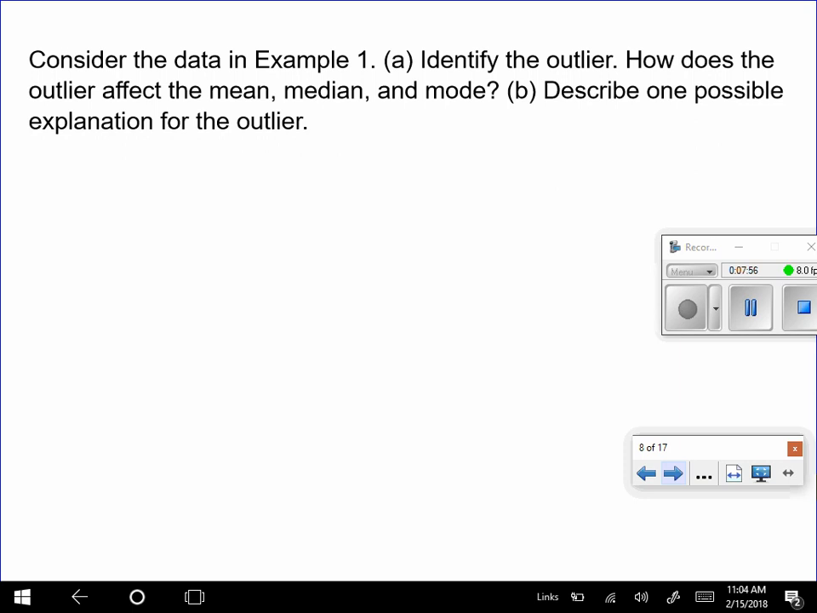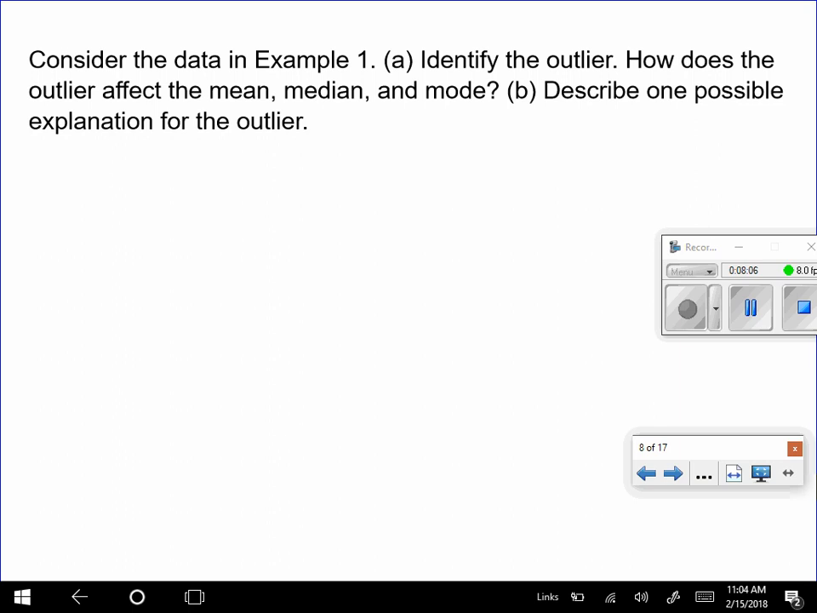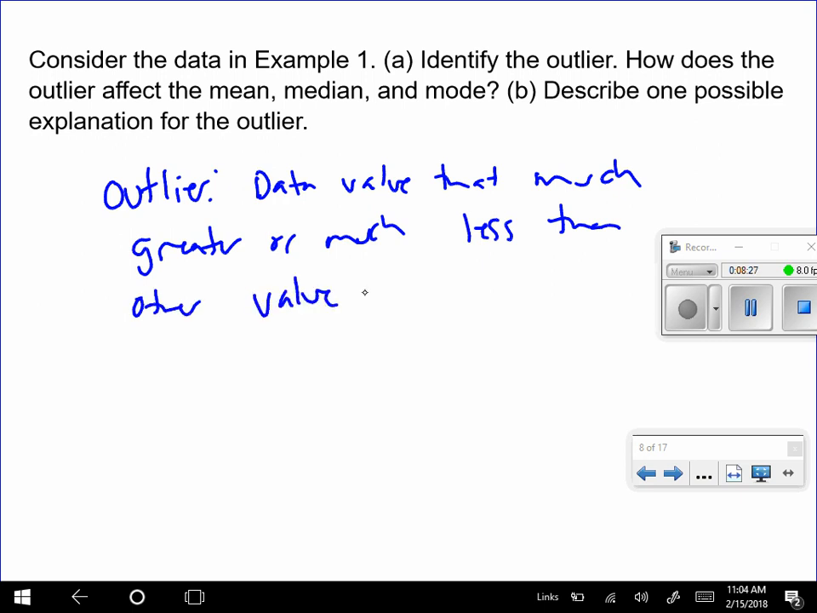So in that example, we already kind of talked about this. I want to give you the definition of an outlier. So I need my pen back. Okay, an outlier is a data value that is much greater or much less than other values in the data set.